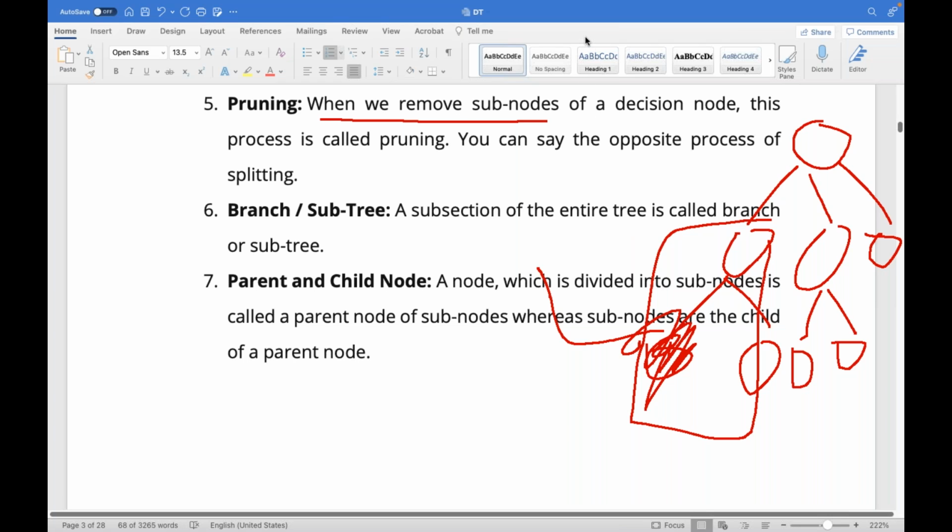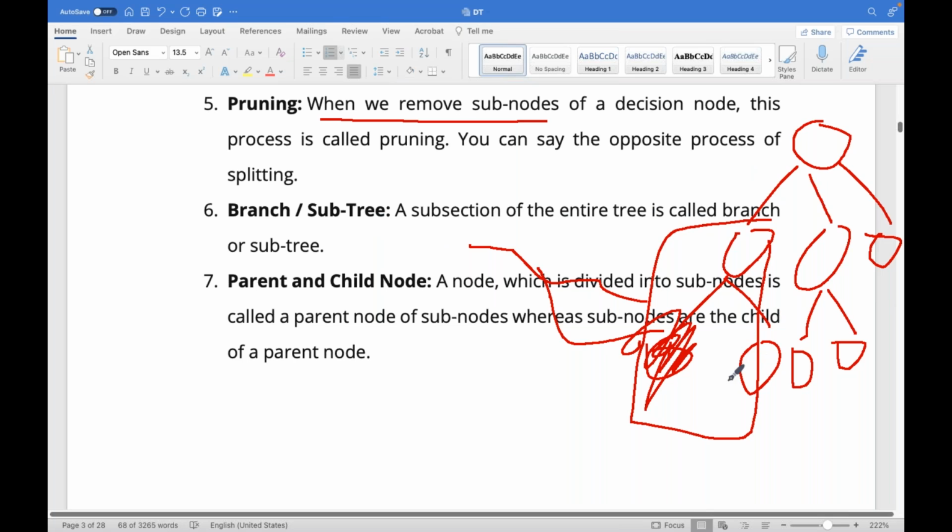Okay, so next one is branch or subtree. That means with the help of one decision tree, you're splitting into subnodes. This is the block or this is the stage. This entire information, the entire subtree, we are calling a subtree or branch.